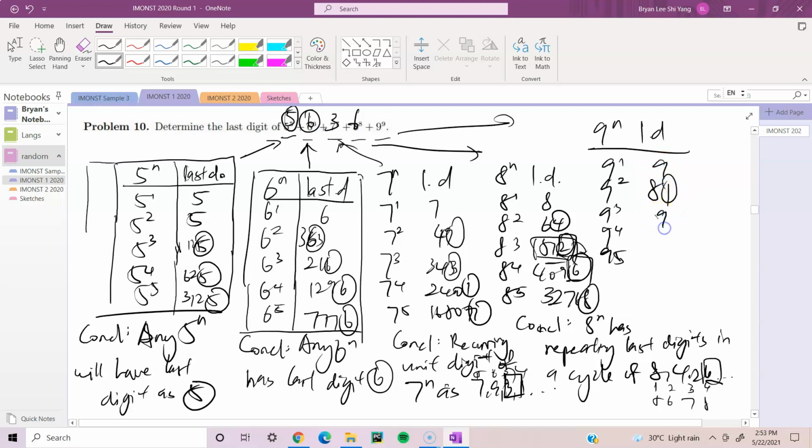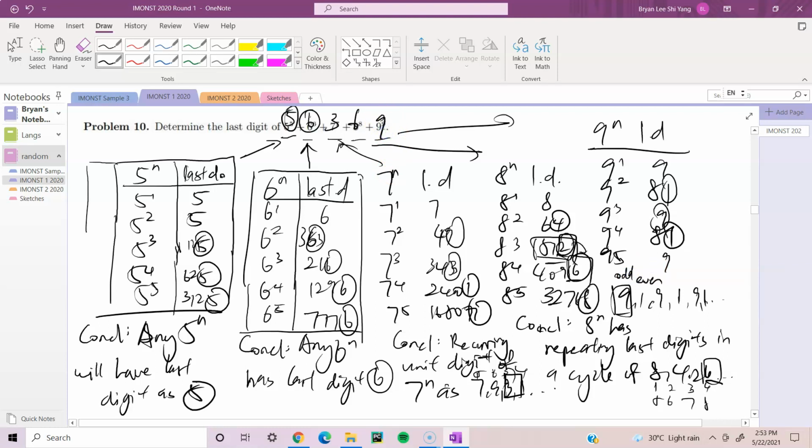1 times 9 is 9. 9 times 9 is 81 again. And then again, this is 9, so it's just 9, 1, 9, 1, 9, 1, something like this, right? So for odd powers, it'll be 9, and for even powers, it'll be 1. Since 9 to the power of 9 is an odd power, its last digit would be 9.